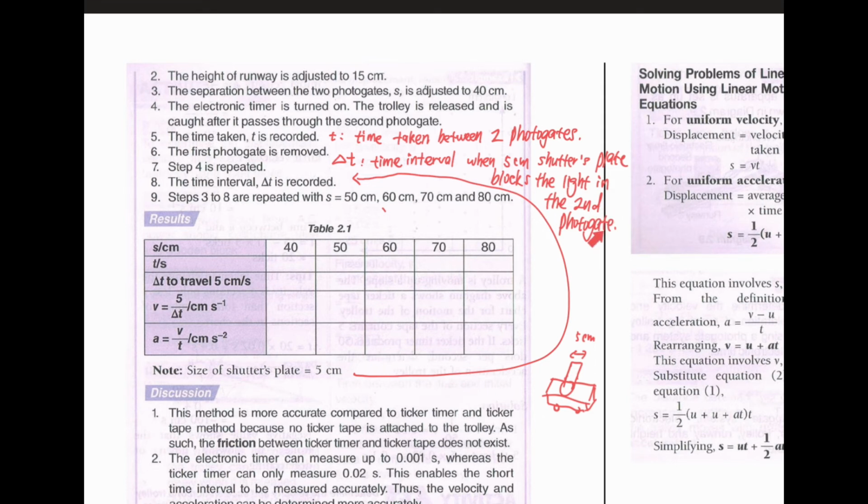Okay, so the electronic timer is able to find out how much time is spent for the trolley to move 5 cm. This is why we need to find out delta t. We want to find out the velocity of the trolley. So we have 5 cm, we divide by delta t, then that is the velocity, or final velocity, of the trolley.